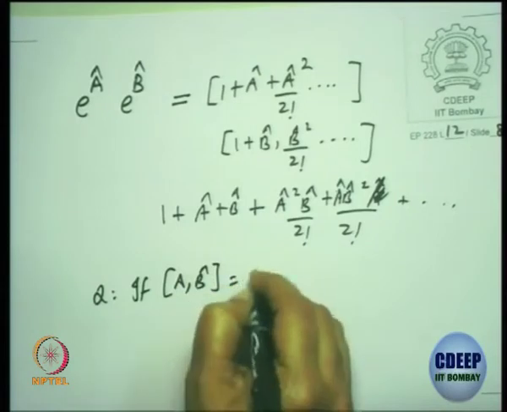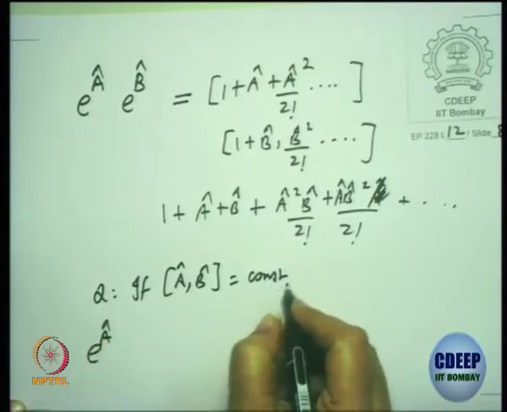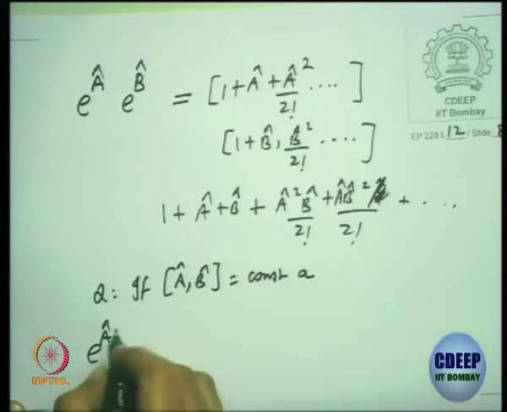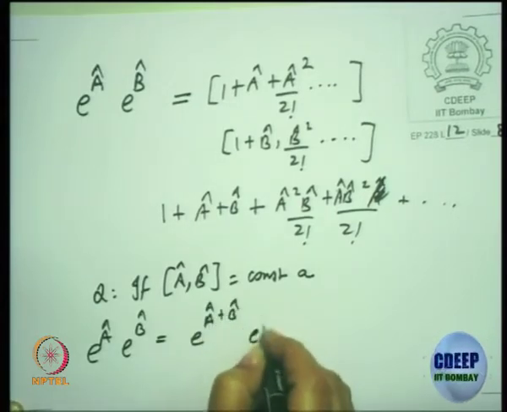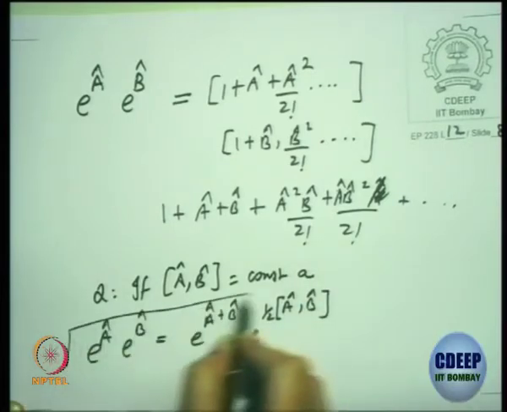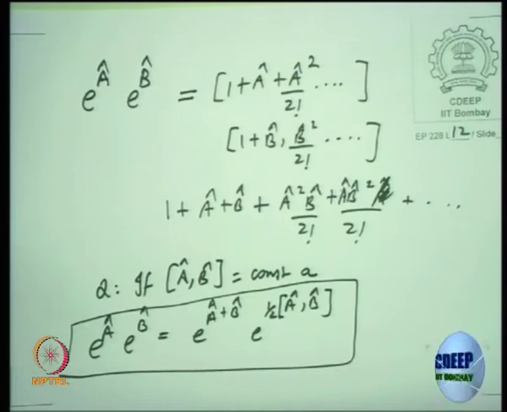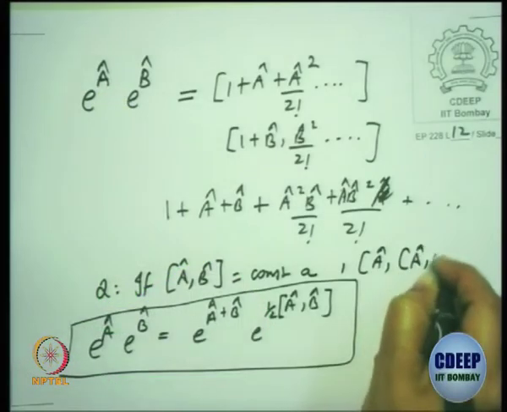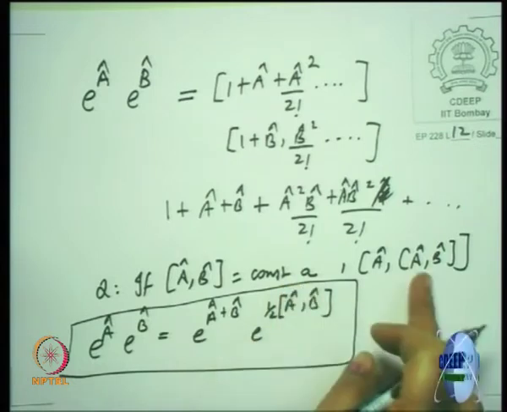Question is, if the AB commutator is a constant, let's call that constant some number, then I think you can show this as e to the power of A plus B times e to the power of half of the commutator of A with B. Do this expansion and check this out. I use this assumption that the commutator of A with B is a constant. What does that mean? If I take the commutator of A with B, what will that be? It's a constant, so this will be 0.